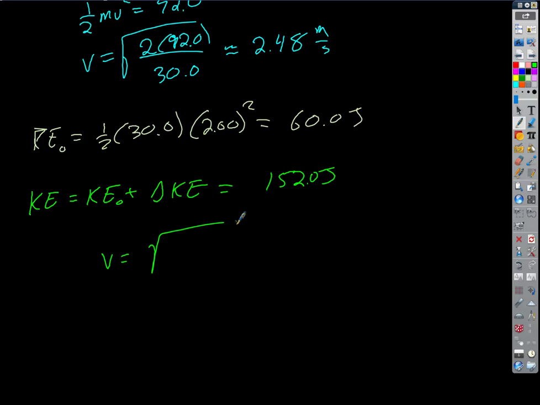Speed equals the square root of 2 times my kinetic energy divided by 30. So what's that equal to? 3.18. That's what I get. Okay, does that make sense? See how that works? So all we would need to know is whatever the initial kinetic energy is, we're going to add that amount to it. That seems a little funny to me.